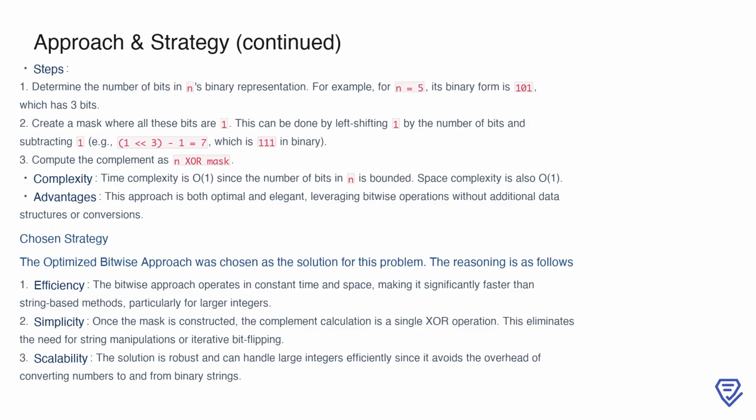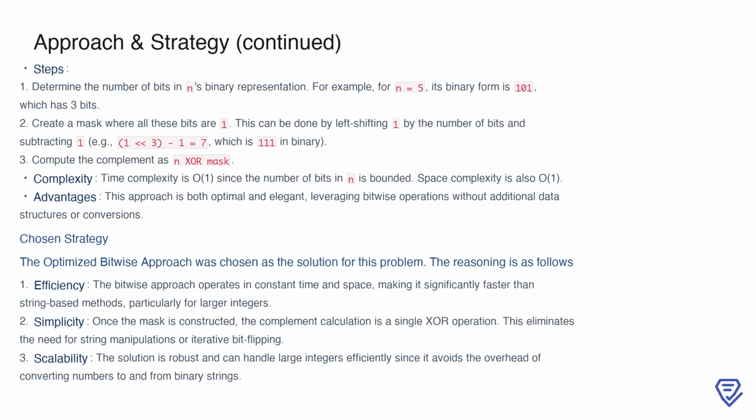This is done by left-shifting the number 1 by the bit length and then subtracting 1. For instance, with 3 bits, 1 << 3 minus 1 gives us 7, which is 111 in binary. Finally, we compute the complement by XORing n with the mask. This operation flips all bits of n efficiently.